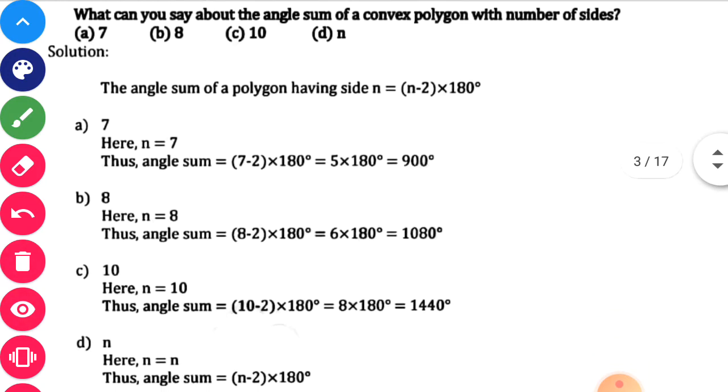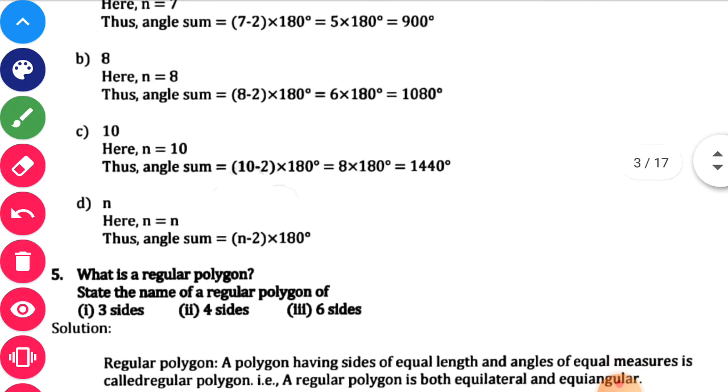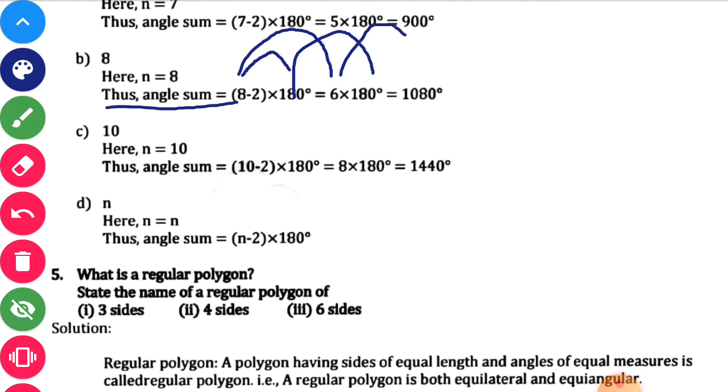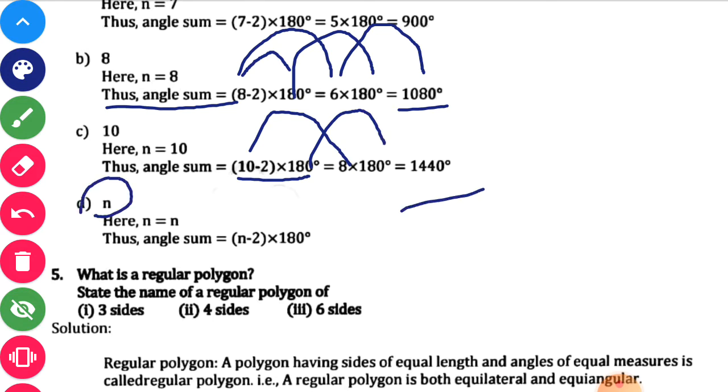N is equal to 8. Angle sum, 8 minus 2 into 180 degrees. 8 minus 2 is equal to 6 and 180 degrees. 6 times 180 is 1080. So it is 1080 degrees. N is equal to 10. So 10 minus 2 into 180 degrees. 10 minus 2 is equal to 8 into 180 degrees. So the answer is 1440 degrees. N is equal to n. So this is the answer: (n minus 2) into 180 degrees.